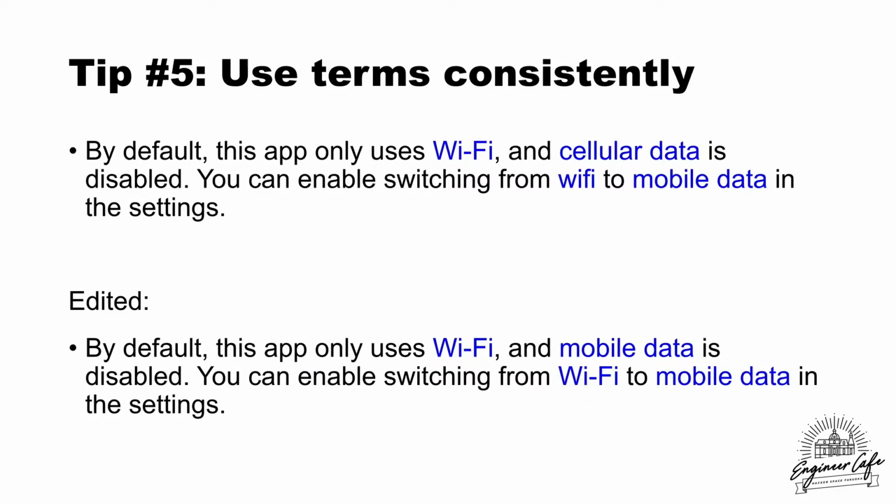Okay, so if we go back to our original text, we can edit this and just use the same spelling for Wi-Fi and the same term, mobile data, each time. And there could be something said for removing words from these 2 sentences too. Okay, so I'll move to our next example.